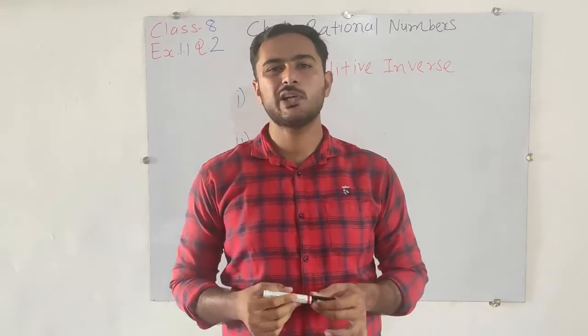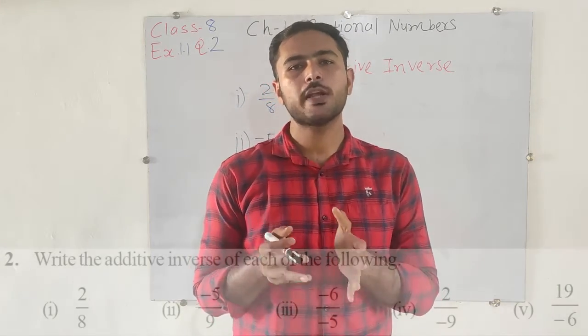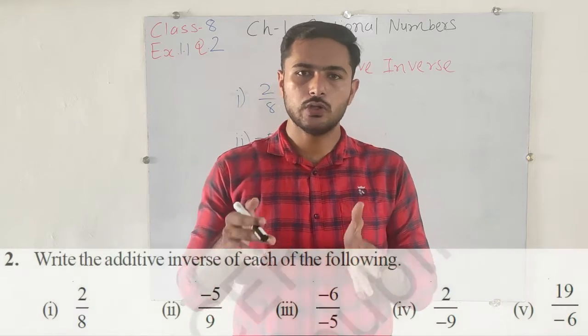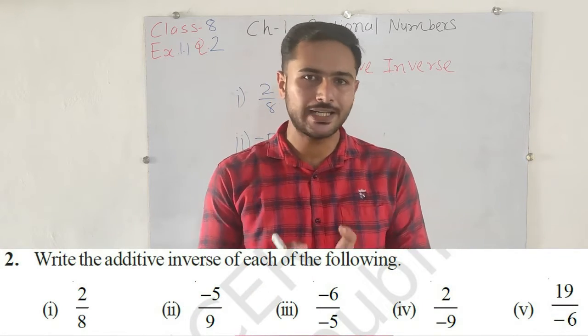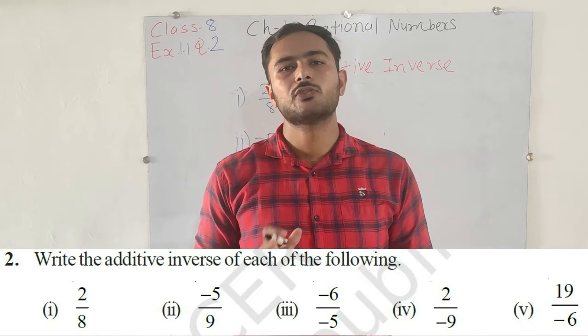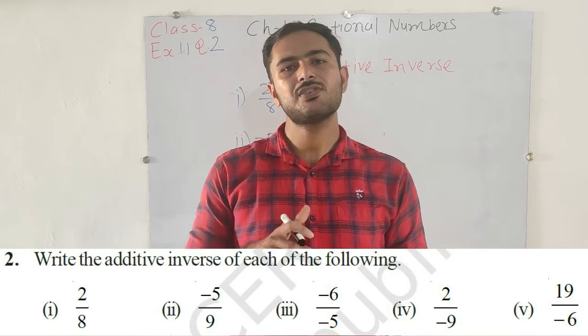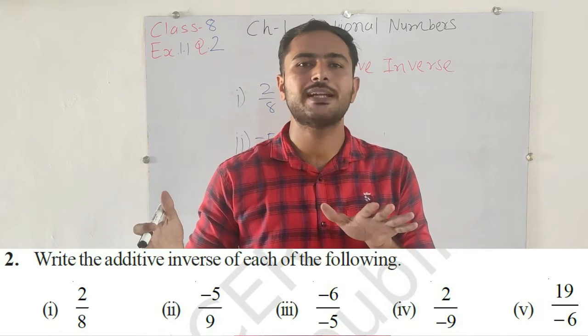Now question number 2. In question number 2, we have some numbers and we have to find the additive inverse for those numbers. So what is additive inverse, which we have already discussed in our previous lectures? Suppose a number is given like plus 5. What I need to do is just change the sign of that number, so that will be minus 5. So minus 5 is the additive inverse of plus 5.